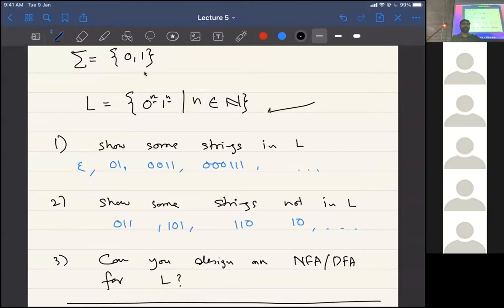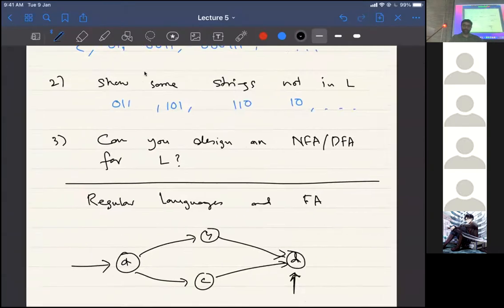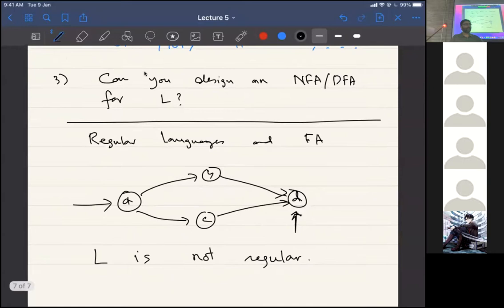Right, so this n is an indicator here that since n could be any large number, and a DFA cannot hold that much memory, it is impossible. So it means that this language is not regular. We have seen so many languages which are regular. Now this is a language which is not regular. It means that there are languages which are not regular.